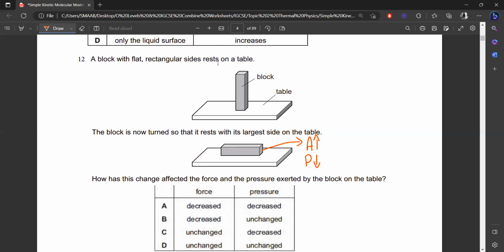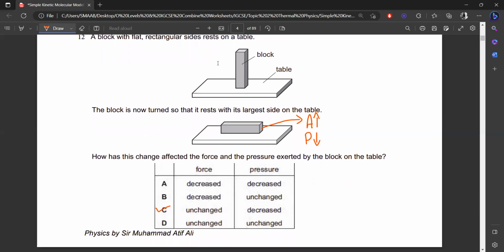So pressure is now decreased and the force remains the same, right? Because we have the same gravity and the same mass and weight of the block. Only the area will be different because of the orientation. So option C.